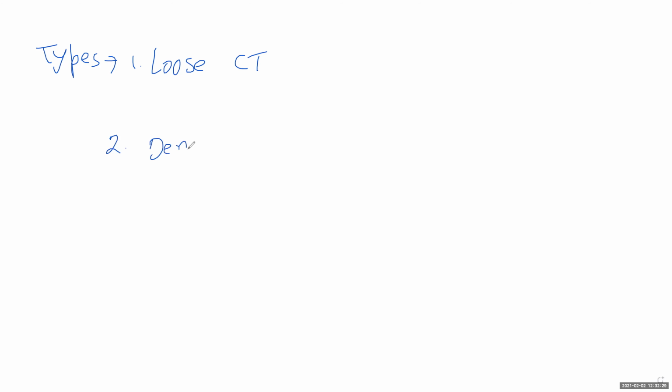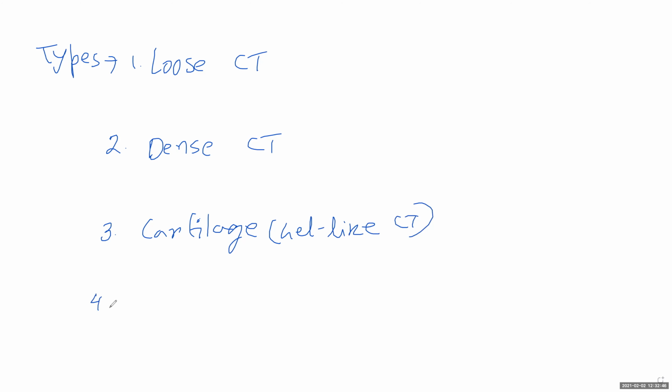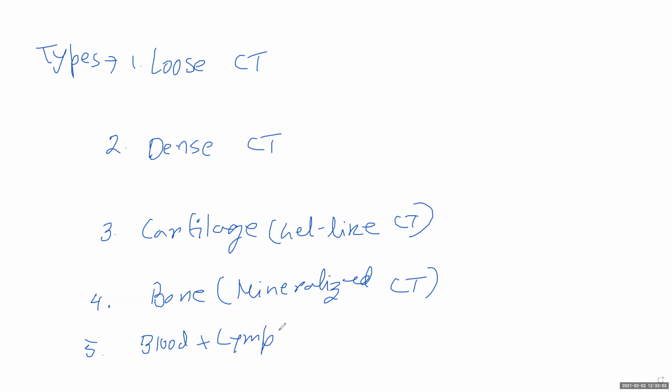then dense connective tissue, then cartilage, which is gel-like connective tissue, then bone, which is mineralized connective tissue, and last but not the least, blood and lymph, which are fluidic connective tissue.